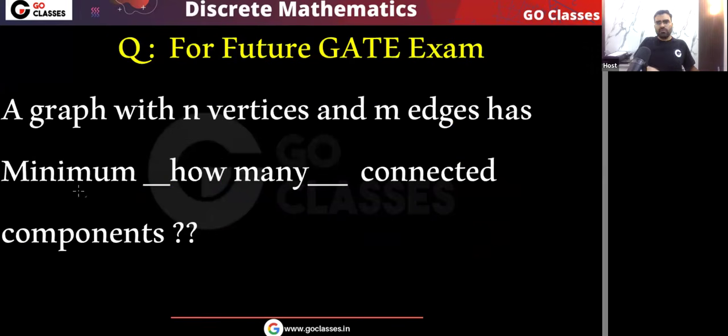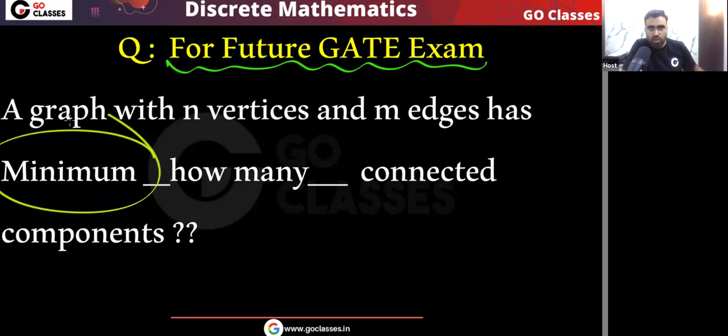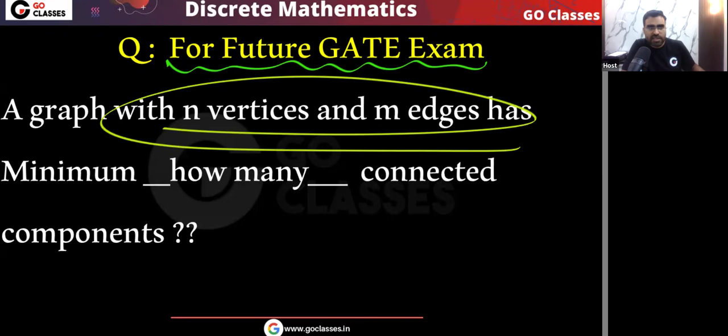Let's solve one question for the future GATE exam. This question has not come in the GATE exam so far, and definitely someday it will come. A graph with n vertices and m edges has a minimum of how many connected components? A very basic question. We want the smallest number of connected components with n vertices and m edges.